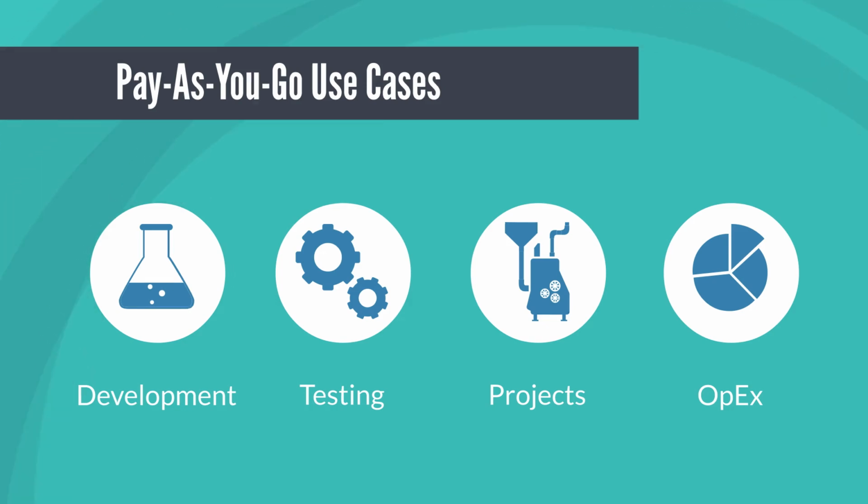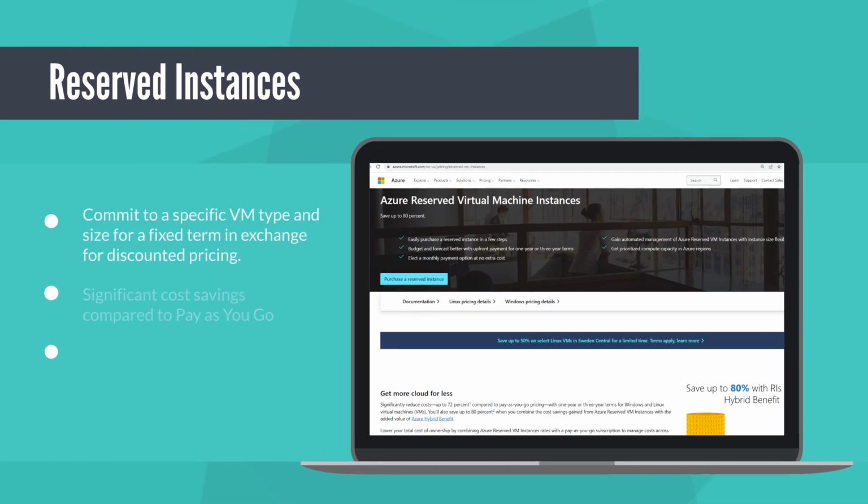Next we have reserved instances, or RIs. What reserved instances do is they allow users to commit to a specific virtual machine type and size for a fixed term, usually 1 year or 3 years. And in exchange for this, they get discounted pricing for that commitment.